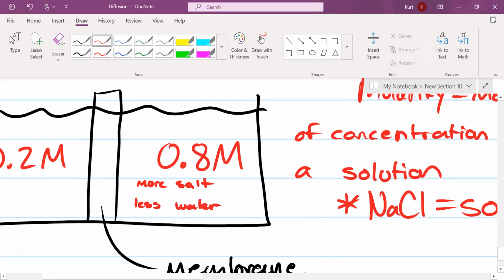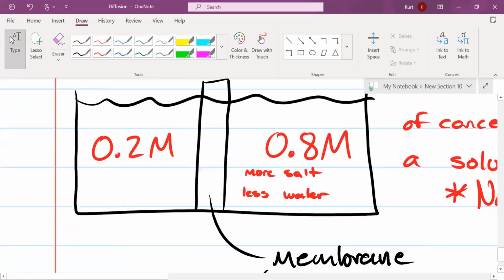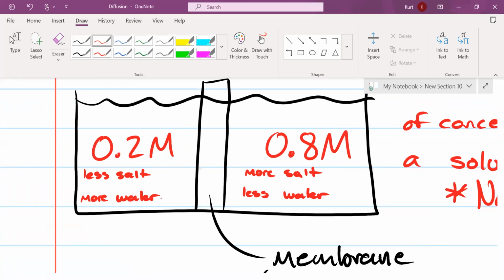Now you always have to have a basis of comparison, like more salt and less water than what, Mr. Thorson? The left side. This side has less salt, so it has more water. So Scout, which way is water going to diffuse? From left to right or right to left? Left to right. That way.